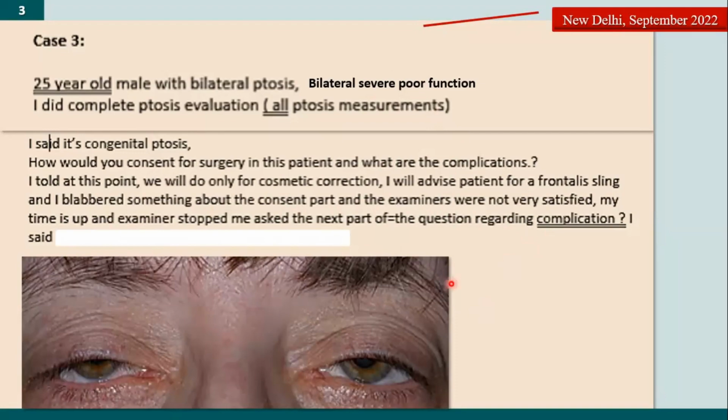One of the parts of the counseling that you need to discuss with the patient is the scars, because after ptosis surgery, there will be scars. So the patient should be aware of the presence of scars, okay? And of course, number one, you should mention exposure keratopathy. As you can see here, the candidate missed this information. She didn't say corneal exposure here.